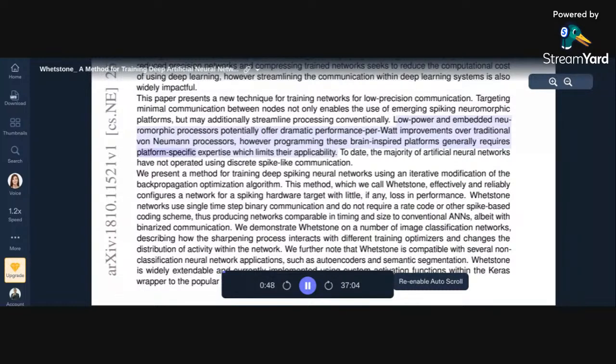However, programming these brain-inspired platforms generally requires platform-specific expertise. Today, the majority of artificial neural networks have not operated using discrete spike-like communication. We present a method for training deep spiking neural networks using an iterative modification of the backpropagation optimization algorithm. This method, which we call Whetstone, effectively and reliably configures a network for a spiking hardware target with little, if any, loss in performance.